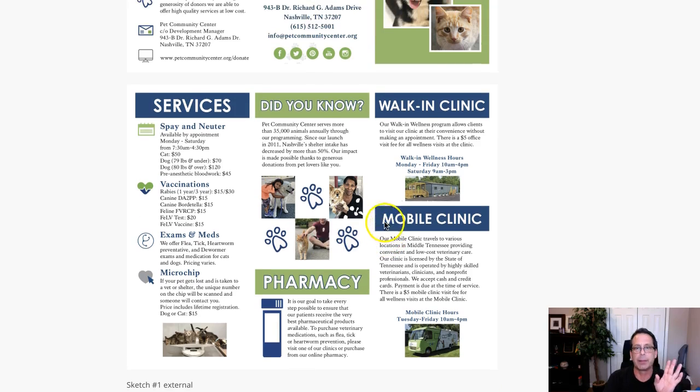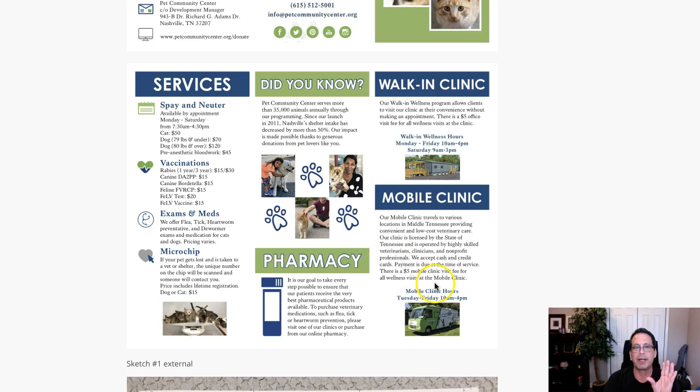Now we come across to the back, and again, we've got a kind of compromised hierarchy. The reason I say that is because these are theoretically subsections, and should be treated as such. Being that these are subsections, they're of equal importance, but you're not saying that typographically.